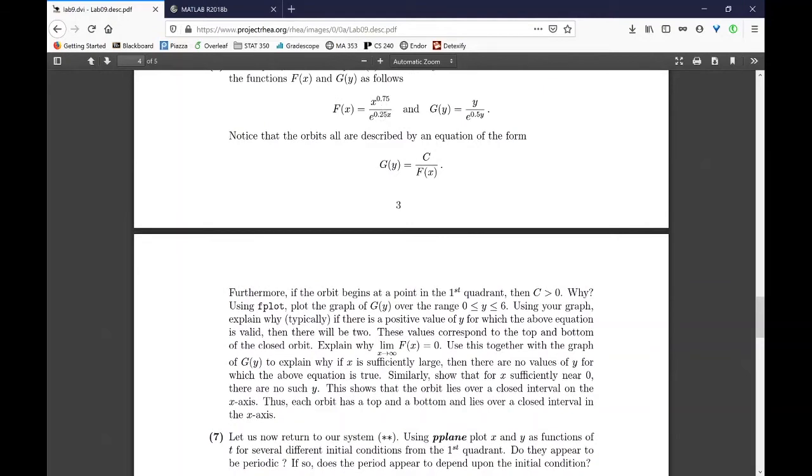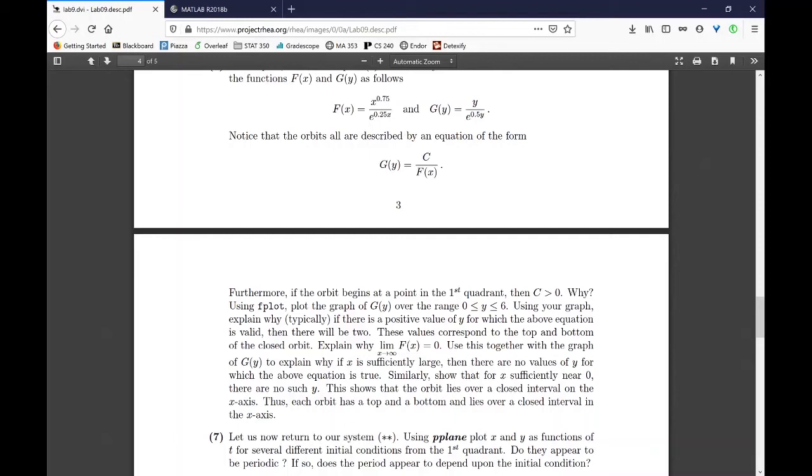Well, we can see here that the top is x to the 0.75, but the bottom is an exponential, right? And we know that exponentials grow a lot faster than any polynomial does. So as x approaches infinity, then f of x should approach 0. So this means that if x grows larger and larger and larger, since f of x is going to be approaching 0, g of y will also be going larger and larger and larger, and if f of x equals 0, then g of y is undefined.